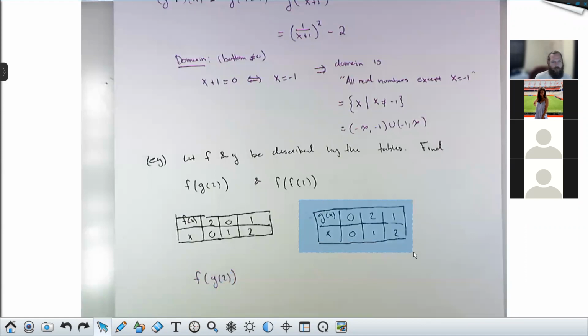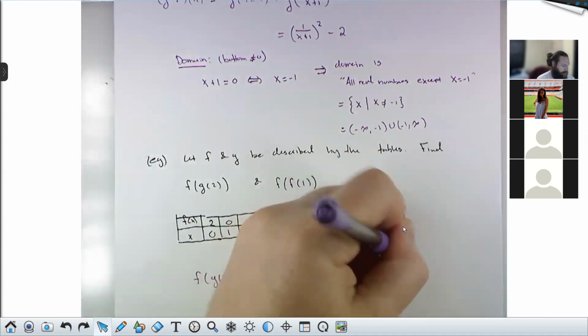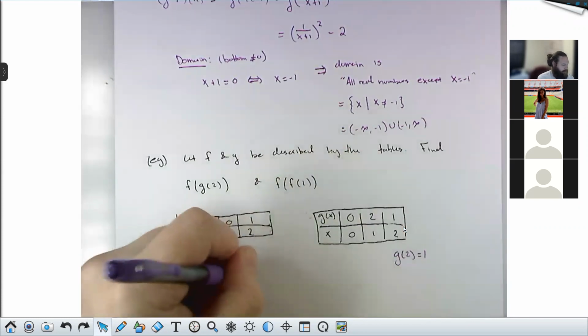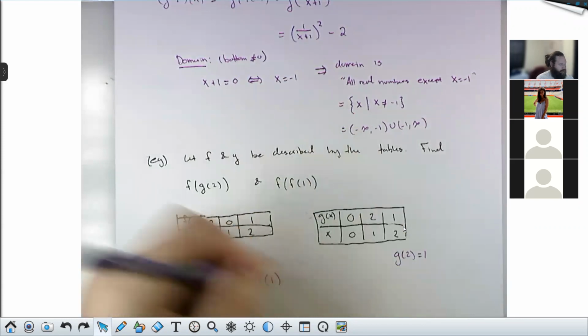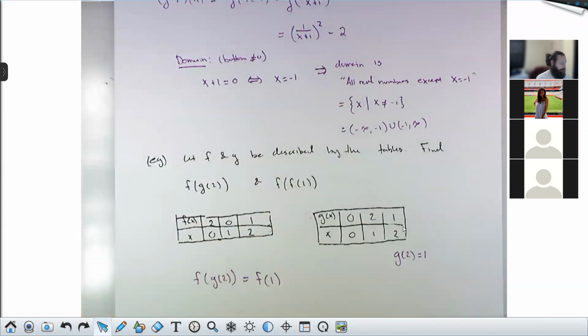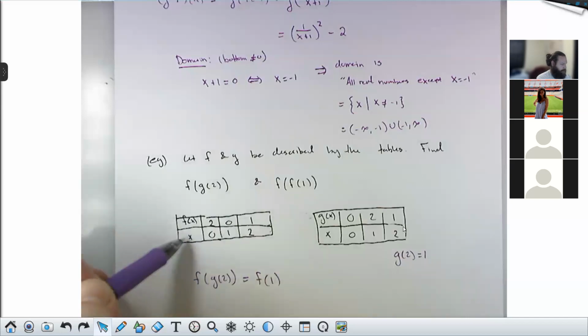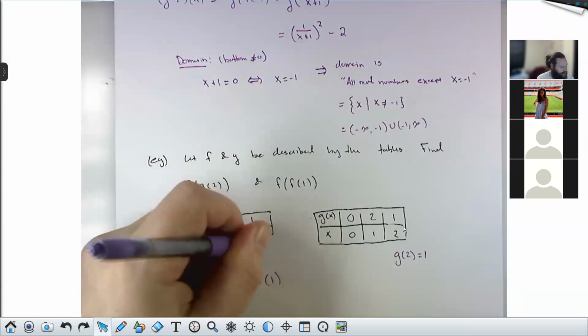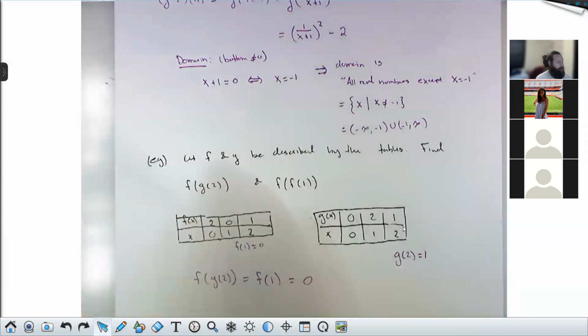So I look over here to the table for g. On the x row, I go over to 2. So g of 2 is 1. That means f of g of 2 is the same as f of 1. And f of 1, if we look at the table for f, come down here, here's the x row. If I come to 1, I see f of 1 is 0. So this is 0.